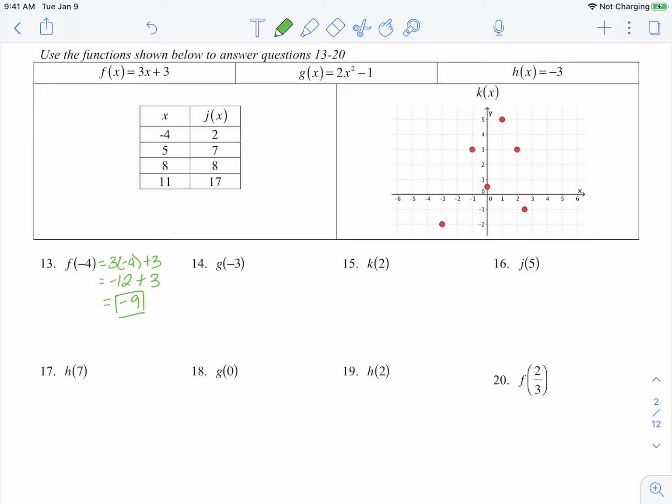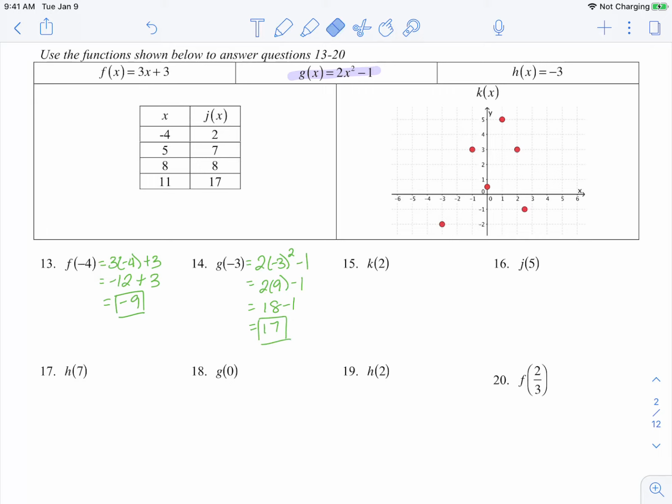Next, we have g of -3. So here's our function g. I would like you to try this one. Okay, so we have 2 times -3 squared minus 1. Well, -3 squared is +9. 2 times 9 minus 1. 18 minus 1 is 17.